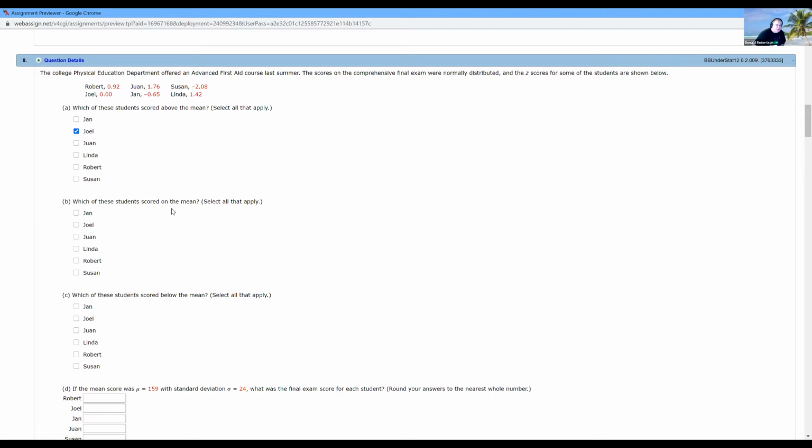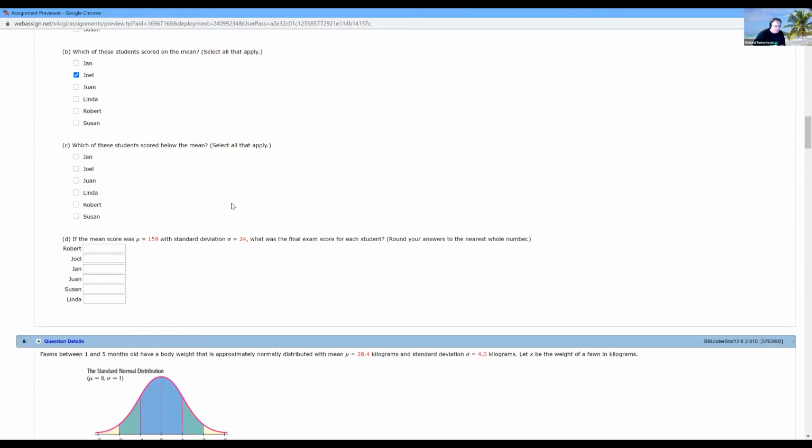Now, which of these students scored on the mean? Oh, I apologize, I misread the question. He got the mean, right? Which ones did better? Well, Robert did better. Juan did better. And I think Linda did better. How do I know those 3 did better? In other words, got a score bigger than the mean? Positive. And who did less? The guys with the negative z-scores. I'll show you that last bit later.